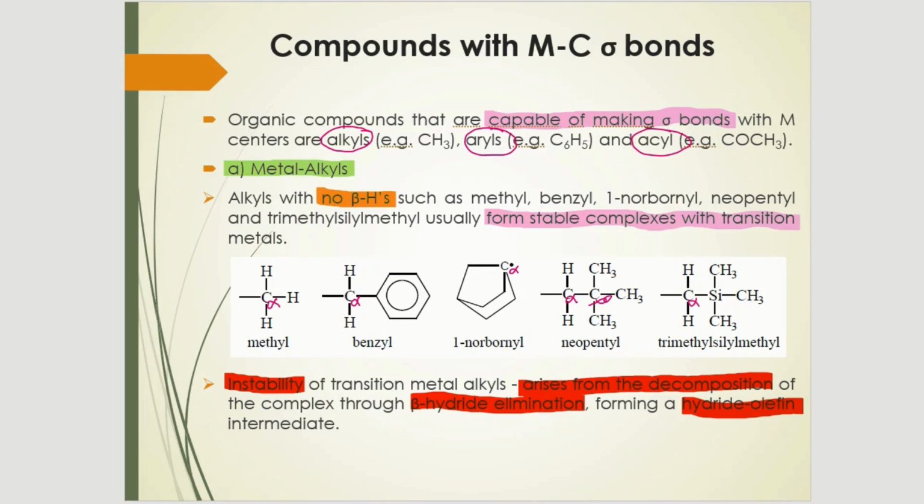Compounds with metal-carbon sigma bonds. Organic compounds that are capable of making sigma bonds with a metal center are alkyl, for example methyl, benzyl, ethyl, propyl. Okay, they are examples of alkyl groups. The second organic compound is aryl, which is the benzene group, and the last one is acyl, which has a carbon double bond to oxygen and an alkyl group. Okay, for the first organic compound that is capable of making sigma bonds with a metal center, metal alkyl.